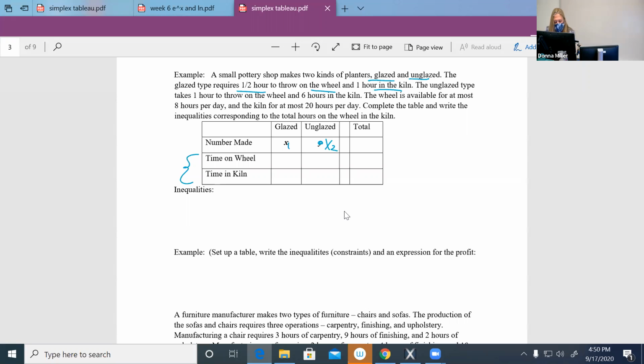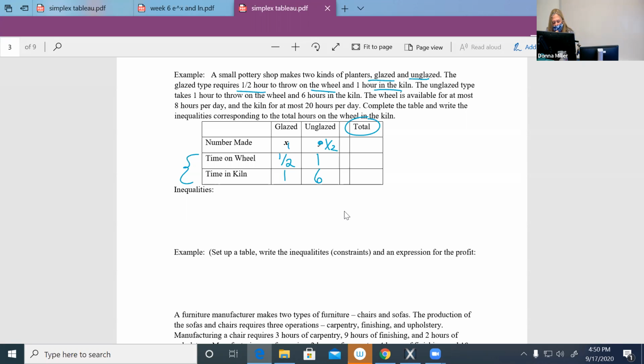All right, the glazed type takes a half hour on the wheel, so this would be a half here, and 1 hour in the kiln. See how I fill it in? And unglazed type takes 1 hour on the wheel and 6 hours on the kiln. All right, see, I'm just filling in the table. Make a total column. Okay, that's what you have available.